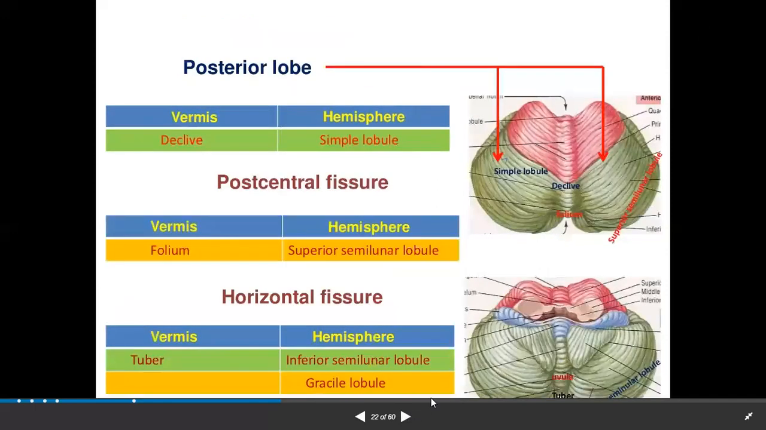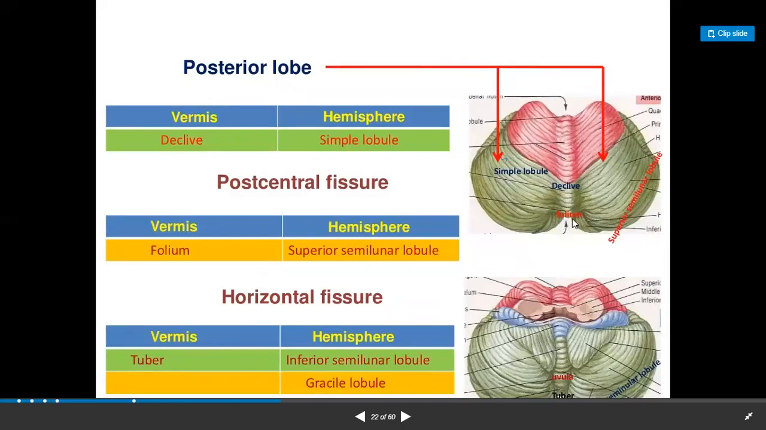Okay. Then in the posterior lobe, see this green in color, whatever we see, this is the superior view and this is the inferior view. So from the superior view, the subdivisions of the vermis, as we continue, we have declive. So declive is in continuation with the simple lobule. Okay. Then we have post-central fissure.